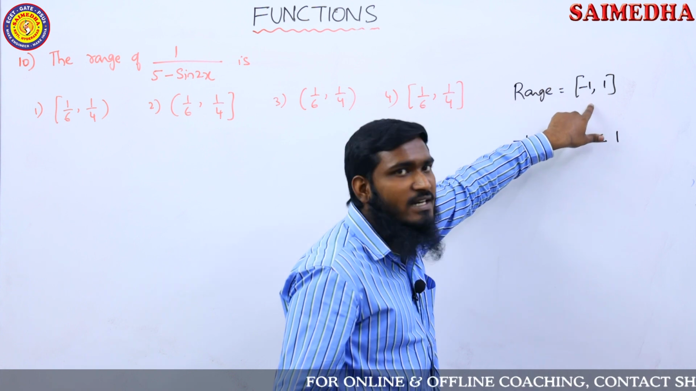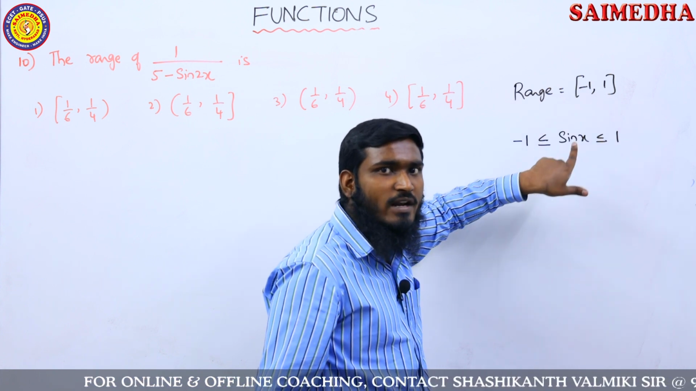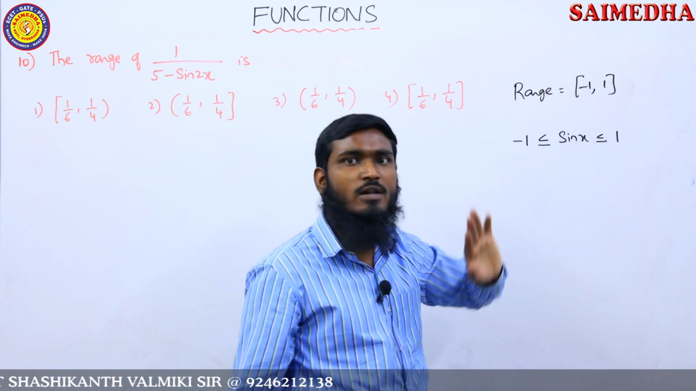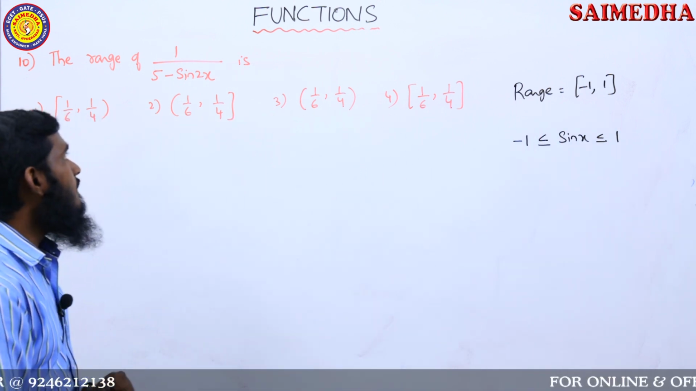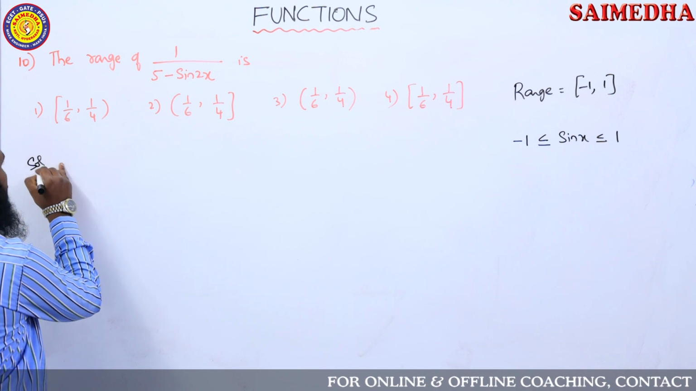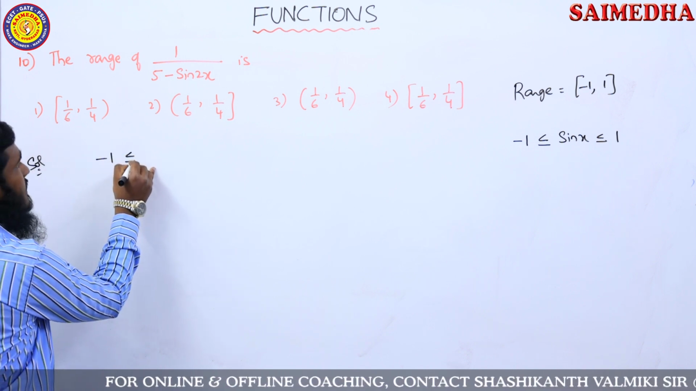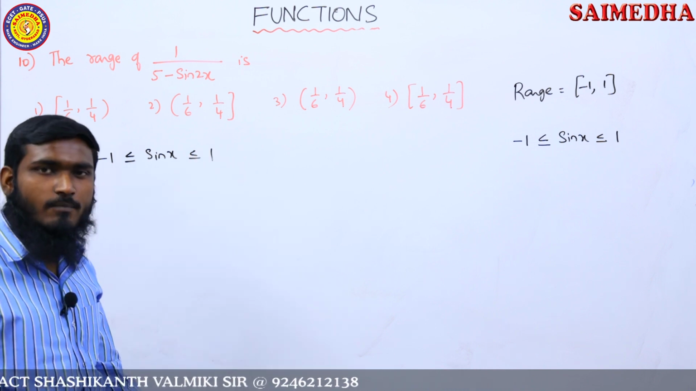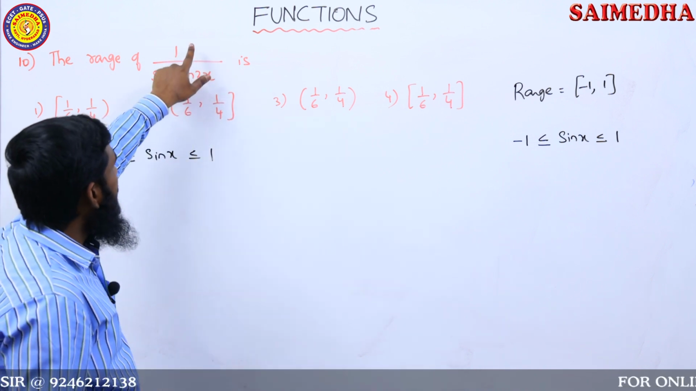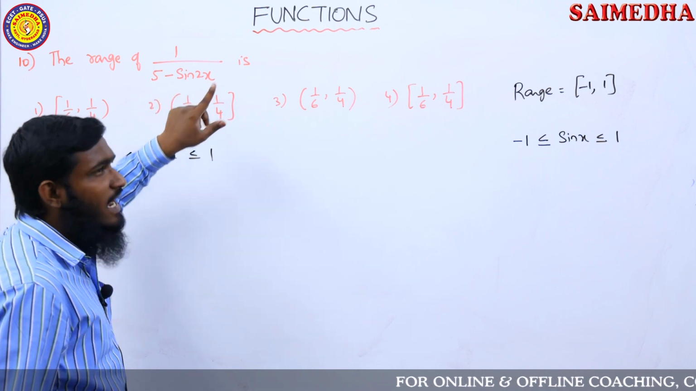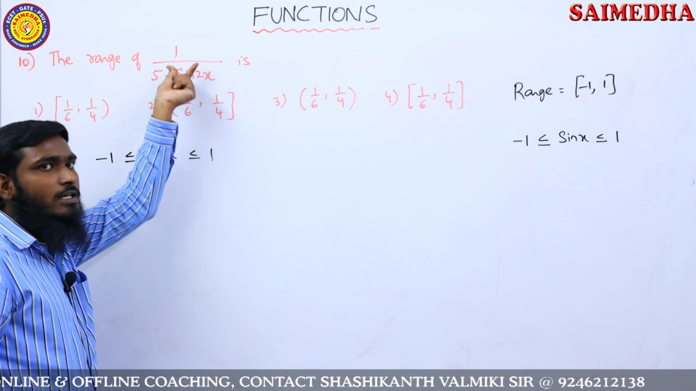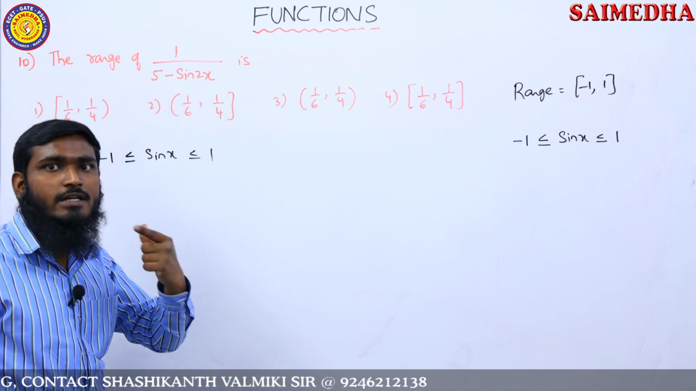So how are we representing this part? The range of sin x we represent as minus 1 less than or equal to sin x less than or equal to 1. Now what we have to do is first write this part: minus 1 less than or equal to sin x less than or equal to 1. Now what is the question over here? 1 divided by 5 minus sin 2x. In this part we have taken sin x, but according to our question we have sin 2x.